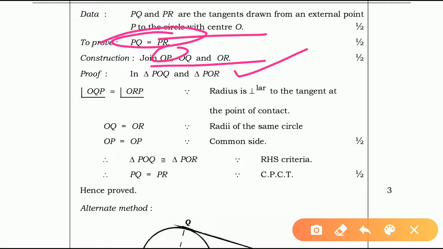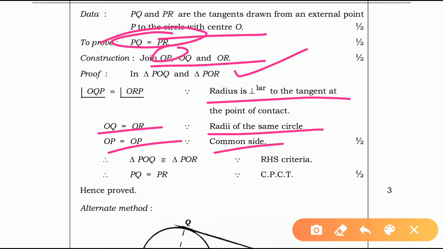Here in triangle POQ and POR, angle Q is equal to angle R because the radius is perpendicular to the tangent at the point of contact. OQ is equal to OR, radius of the same circle. OP is equal to OP, this is the common side.